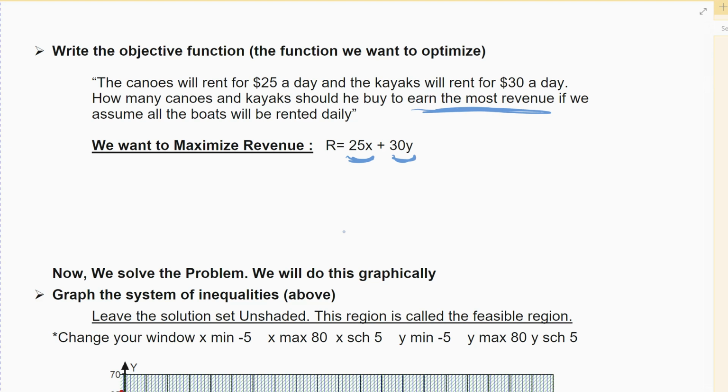So 25x represents the revenue for canoes, price of canoe times number of canoes, and 30y is the revenue for kayaks, price of kayaks times number of kayaks. And that's what we want to optimize. We want to find the solution within our constraints in order to maximize that revenue equation.